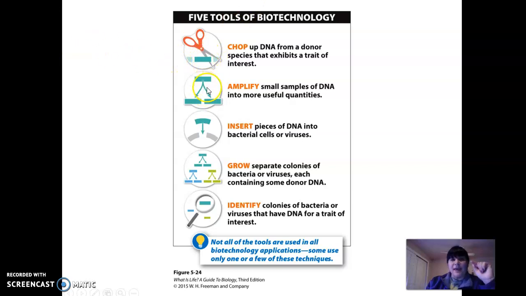We cut it, amplify it. We can make a lot of it, a small sample into more useful quantities, right? Then we can insert it into another species, which we've done with insulin. Insert pieces of DNA into bacterial cells or viruses, grow those bacteria or viruses, and then identify the bacteria, and then the bacteria, through transcription and translation, make human insulin, which is insane. It's like, what? Can they really do that? Yes, and it's a multi-billion-dollar industry, where we do this with different things.